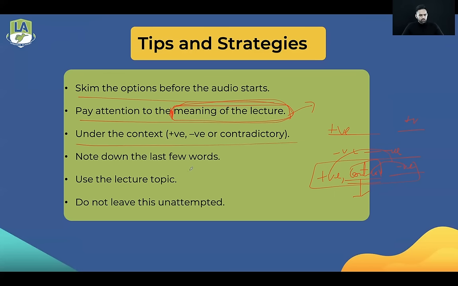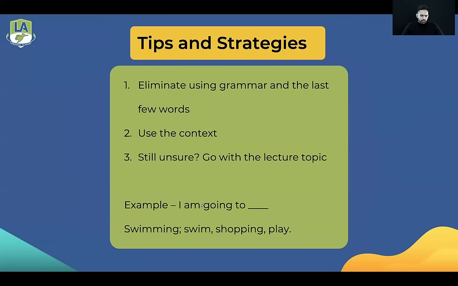Another thing you can do is note down the last few words. Let's say you have got a few words at the end before the beep. Now you can compare all the options here. You can put in all the options, and based on grammar as well, you can eliminate options. I'll show you in a while how to do this. Use the lecture topic, and do not ever leave this unattempted.